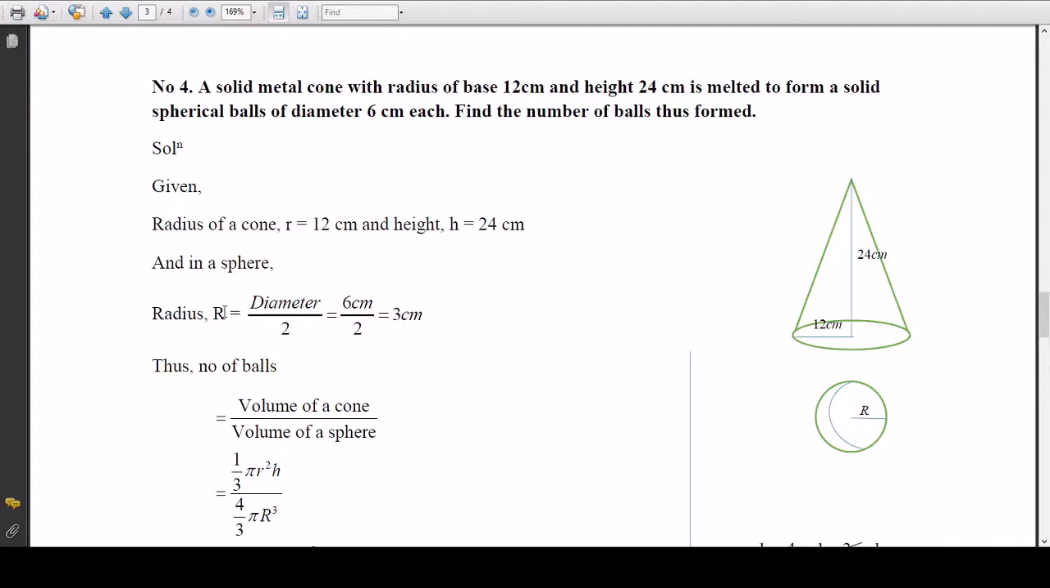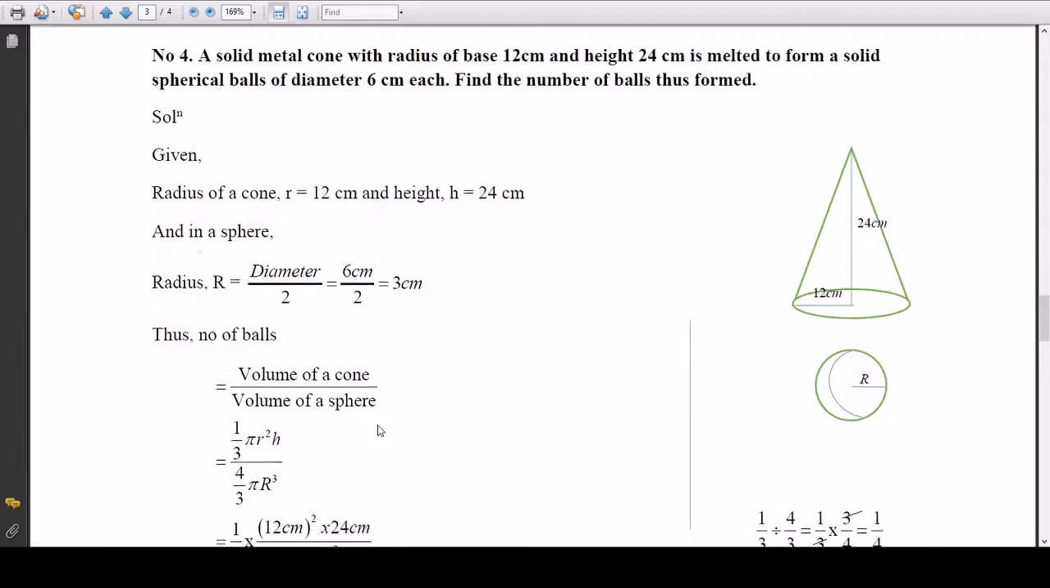Radius is not given; the diameter is given. That means the radius will be the diameter divided by 2, which is 6 centimeter divided by 2, which will give us 3 centimeter. Now the number of balls formed will be the volume of the cone divided by the volume of a sphere.